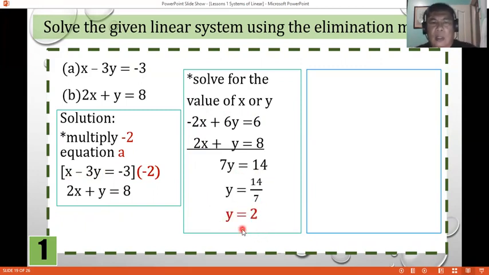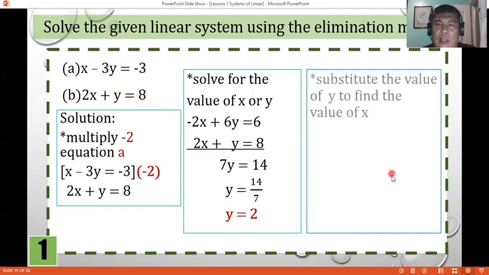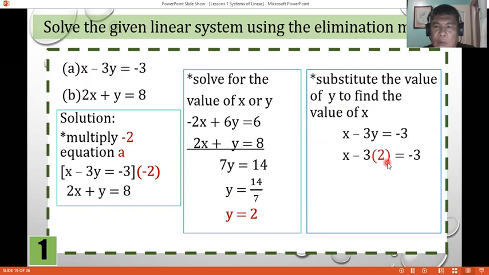Okay? Ngayon, gagamit ako ng substitution, imbes na elimination pa rin. Isa-substitute ko itong value ng y kahit alin dito sa dalawang ito. Okay? Substitute y to find the value of x. Halimbawa, dito sa equation na to, x minus 3, ano yung y? 2. Kaya times 2. So, magiging 6 ito. Pag tin-transpose mo, magiging positive 6. Negative 3 plus positive 6 is positive 3.